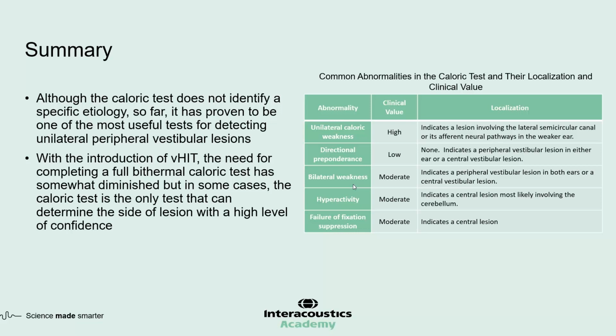So just to summarize, even though the caloric test doesn't identify a specific etiology, historically it has proven to be the most useful test for detecting unilateral vestibular lesions. With the introduction of vHIT, the need for completing a full bilateral bithermal caloric test has somewhat diminished, but in some cases the caloric test is still the only test that can determine the site of lesion with a high level of confidence.